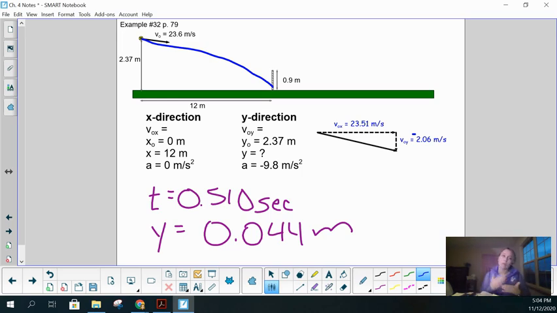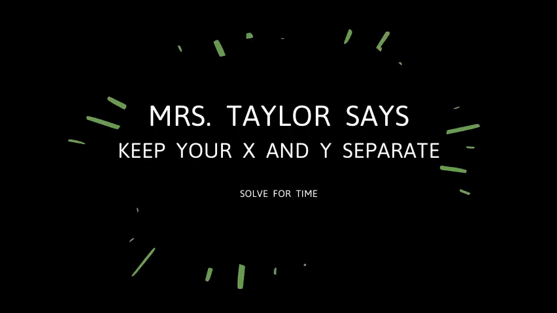you need to draw your picture, draw your picture, draw your picture. Make a list of your x and your y variables separately. Find flight time. That's helpful in linking the two together. Use your kinematics equations in their simplest forms in both the x and the y direction, remembering that the x direction velocity stays the same over time. Good luck in solving those projectile motion problems.